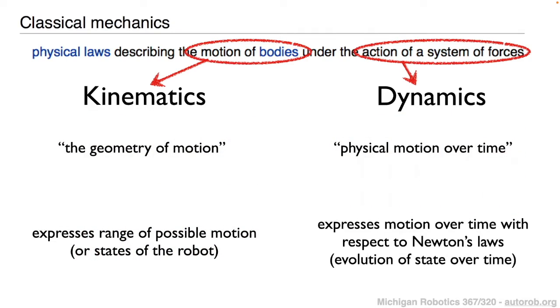To summarize the distinction between these two pieces of classical mechanics, we could say that kinematics describes the geometry of motion. It's the idea that there's a possible set of poses, a possible set of states that our robot or our object can be taking. And then dynamics describes how those states will change over time as they're acted on by forces.